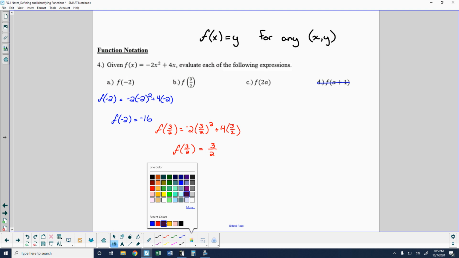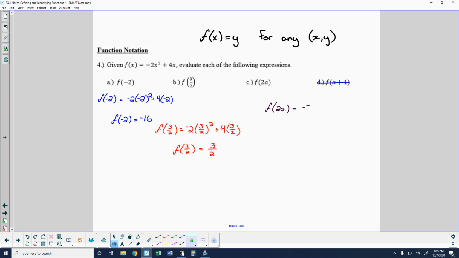Now let's take a look at c. In c, they give us a variable expression. But again, the concept is the same. I'm going to take 2a and put it in for x. So 2a is now my input value, my x. This is a function, so it's going to have one output value, one y, and we have to find what that y is by simplifying. Here we do need to simplify by hand.